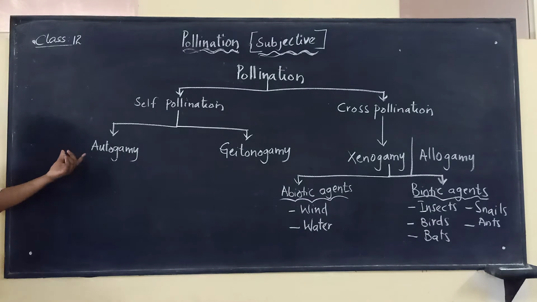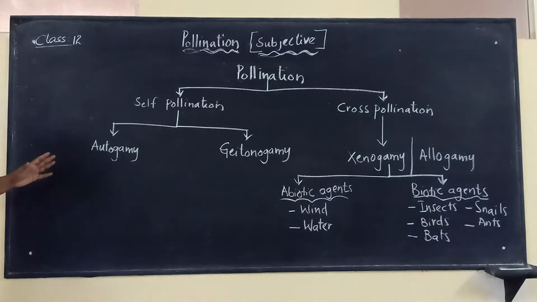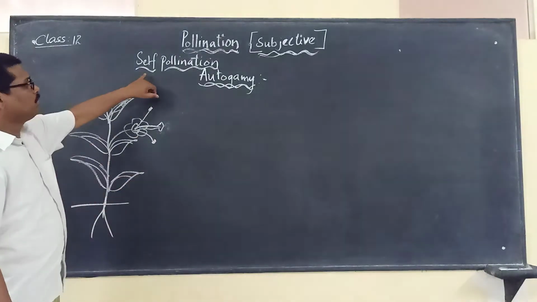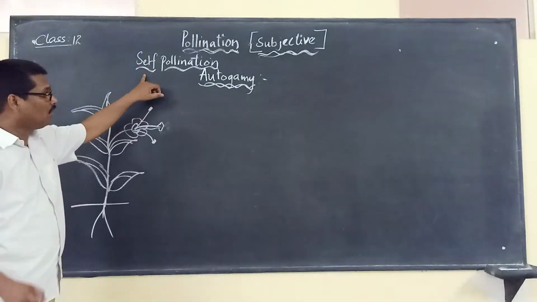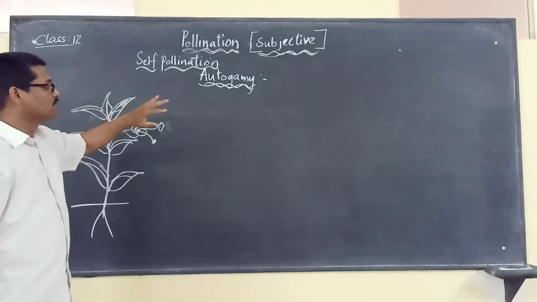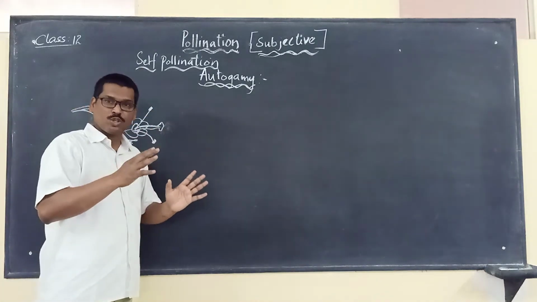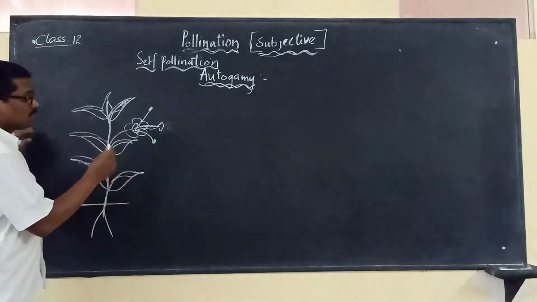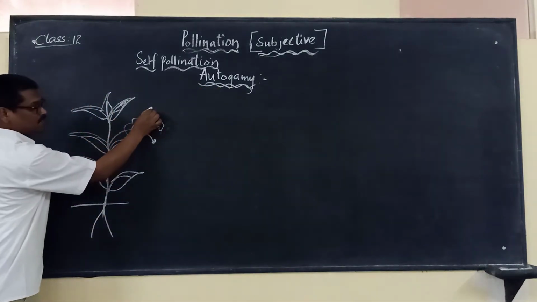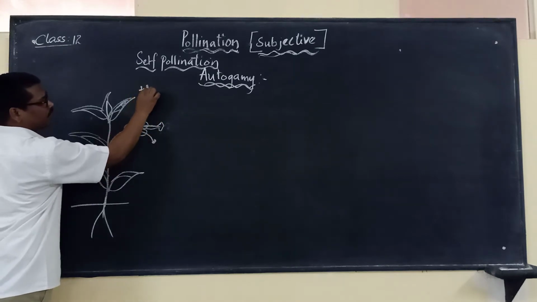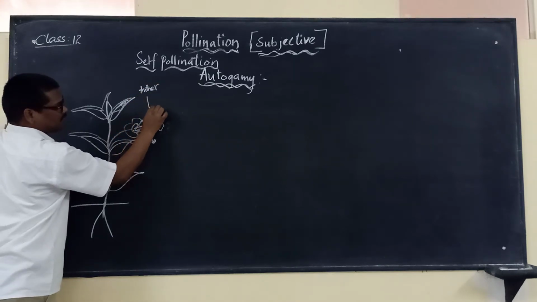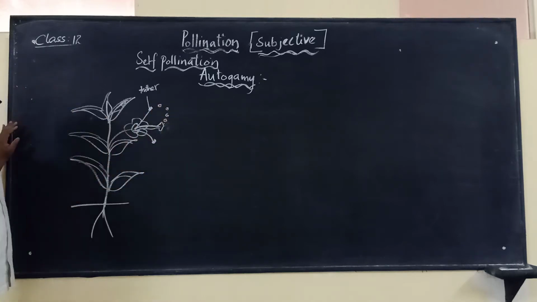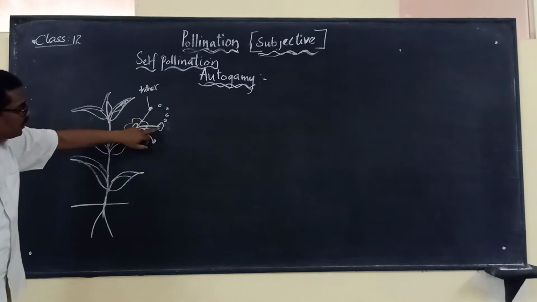Now we are going to discuss autogamy, a type of self-pollination. Already we said self-pollination is of two types: autogamy and geitonogamy. First of all, what do we mean by autogamy? It is transfer of pollen grains. Suppose this is the anther; the pollen grains are released from here and fall on the stigma.